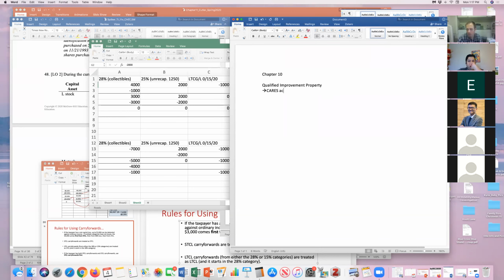The CARES Act is what Congress calls this. They really love the acronyms. With the CARES Act, this is now eligible for bonus depreciation. That's confusing, because the law was one way while we learned it, and now it just changed. I'm not going to put qualified improvement property on the exam, okay? Yay.